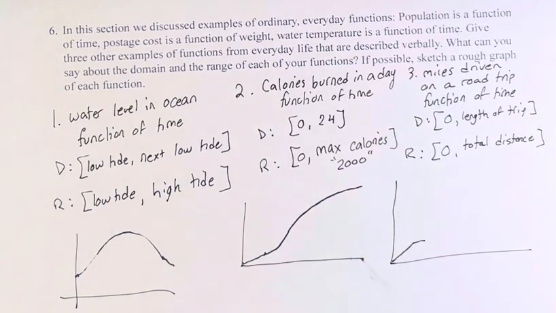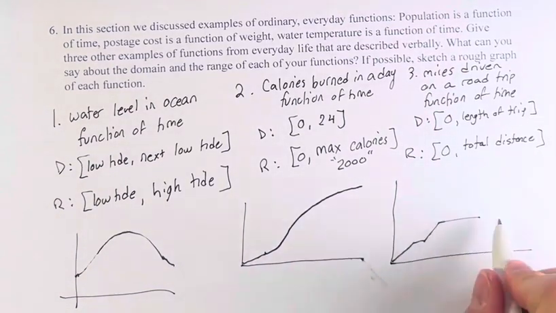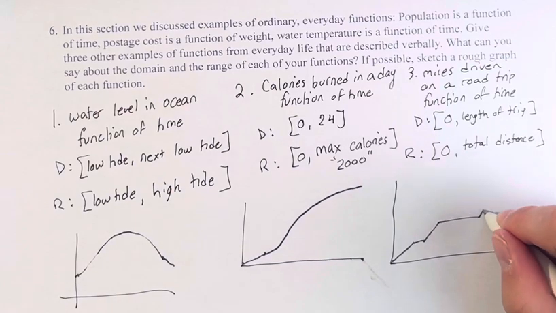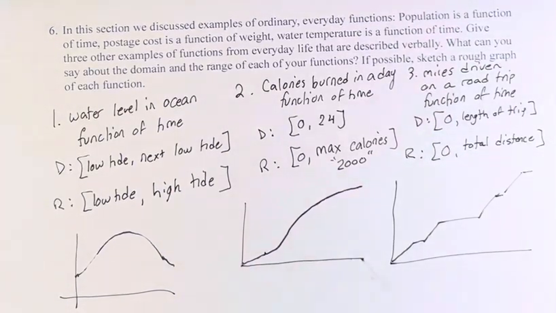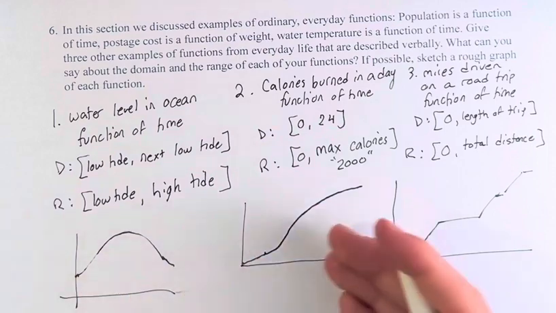And let's say we stop for a little bit, and then we keep driving, and then maybe we stop for the night, and it's a long break where there's no increasing, and we wake up and we keep going again, stop again, keep going again, stop again, and so on. So here we have 3 functions of time, their respective domains, and what they might look like as a rough graph.